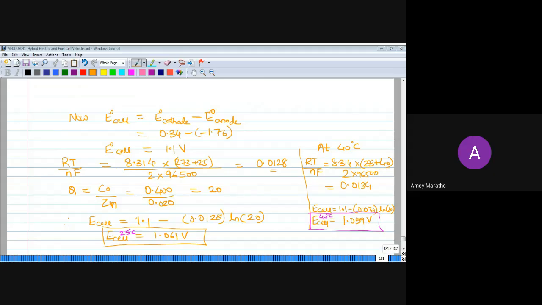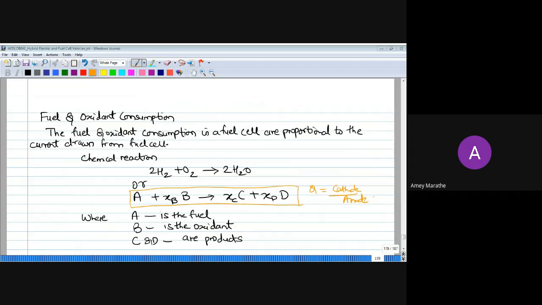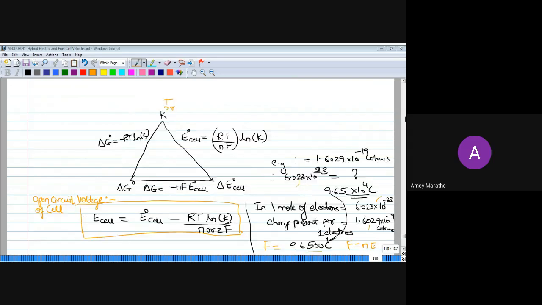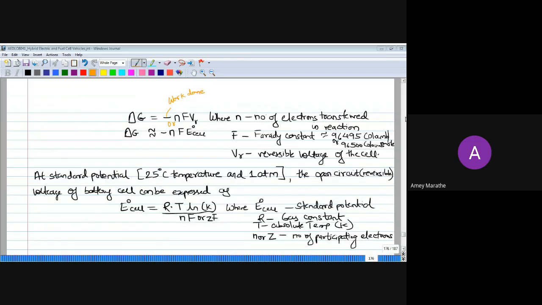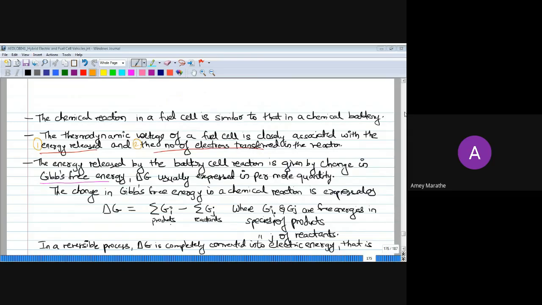Similarly, what is this logarithm of Q? Q is nothing but the product at the cathode upon the reactants at the anode. So it is coming from this particular equation. So Q is nothing but the oxidants upon reactants. It is the same thing which we had discussed even here. So these are the reactants divided by the products.